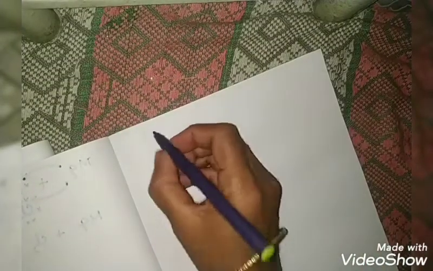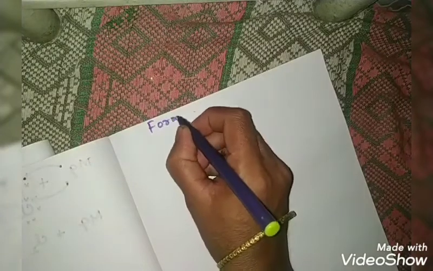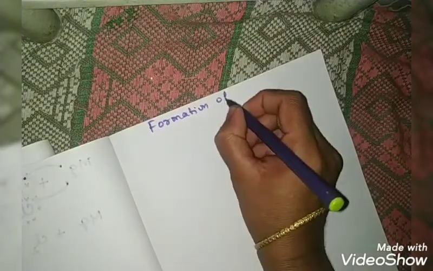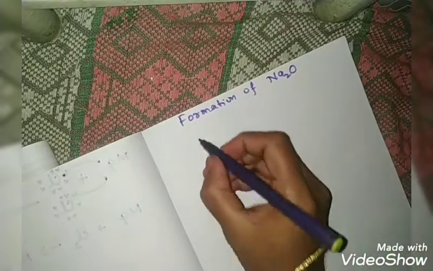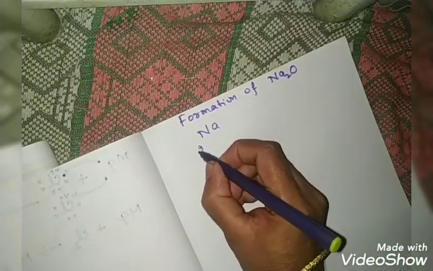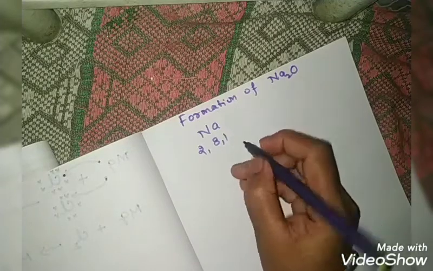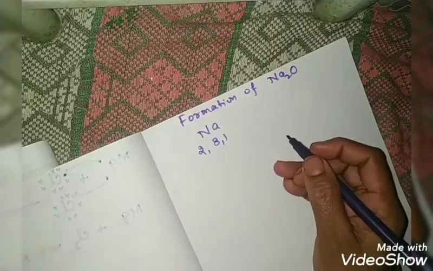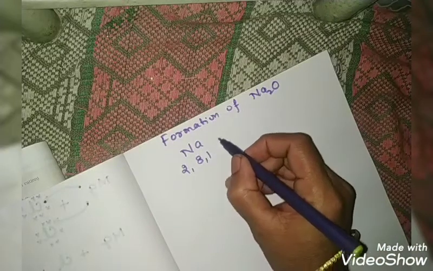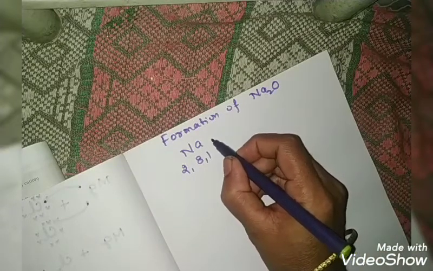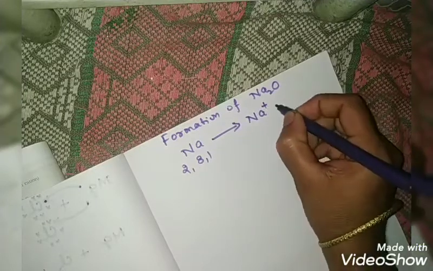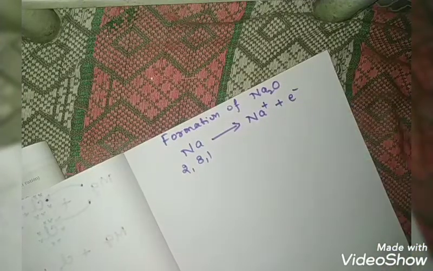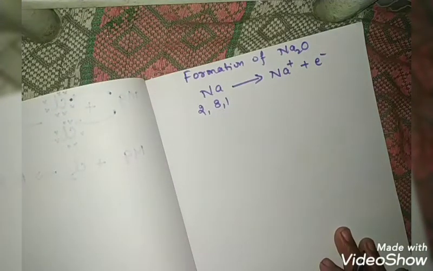Now let us take up one more. Formation of sodium oxide. How is it formed? Formation of sodium oxide, let us see. Sodium, as you know, is having 2, 8, 1. We studied already, so I am not writing in full form. 2, 8, 1. So what happened here? It becomes Na plus and 1 electron is released per each sodium atom.